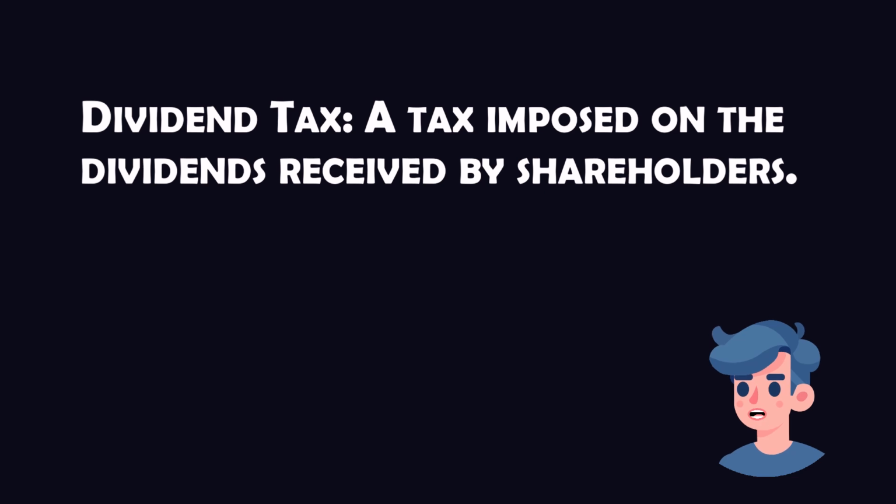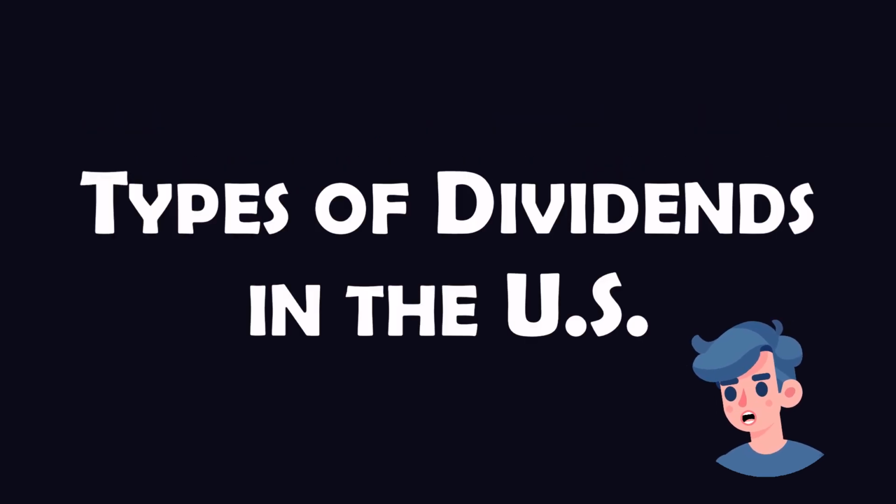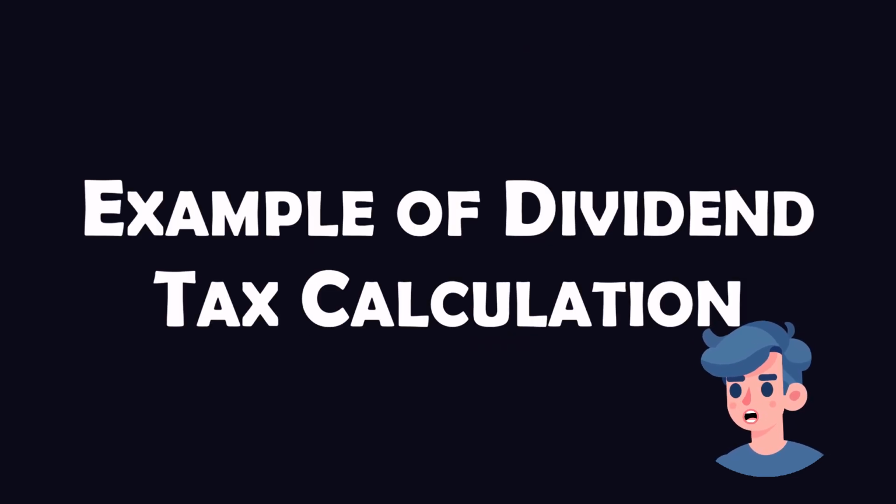Now, let's move on to dividend tax. Dividend tax is a tax imposed by the government on the dividends received by shareholders. It's important to know that dividends can be taxed in different ways depending on the country and the tax jurisdiction. In the United States, for example, there are two types of dividends: qualified and non-qualified dividends. Qualified dividends are taxed at a lower rate, similar to long-term capital gains, while non-qualified dividends are taxed at the ordinary income tax rates.